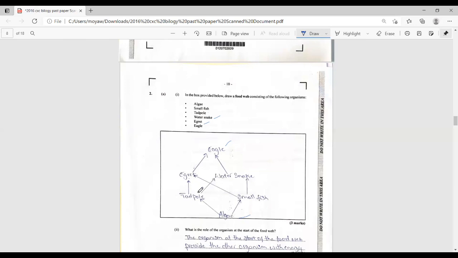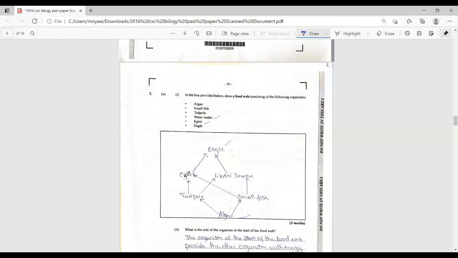So now, although the egret can eat the water snake, it's not one of their main dish. So that's why I have them in the same trophic level. But definitely small fish is one of the egret's main dish, or fish in general. And they can also eat the tadpole.